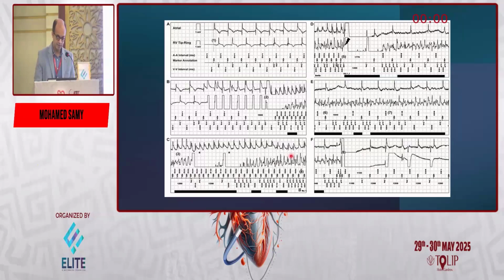Regarding the R wave, mostly I will need to recheck the lead.